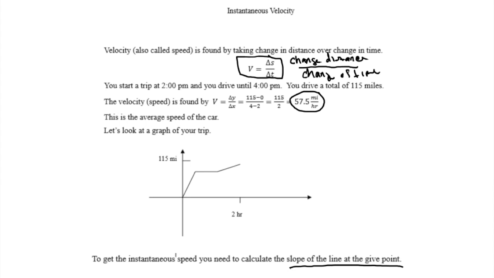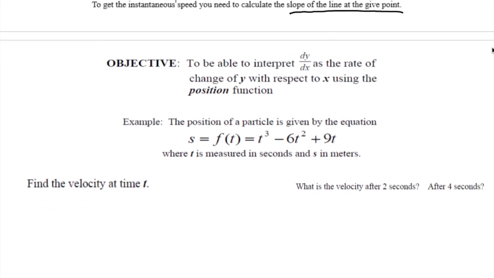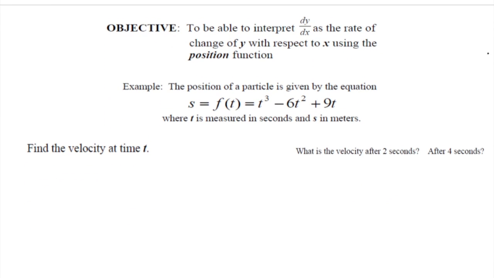If you turn the page, let's take a look at an example here. The position of a particle is given by the equation S equals t cubed minus 6t squared plus 9t, where t is measured in seconds and S is measured in meters. The first thing we're going to do is find the velocity at time t. The velocity is the derivative of the position function since there is a rate of change. So let's write that down.